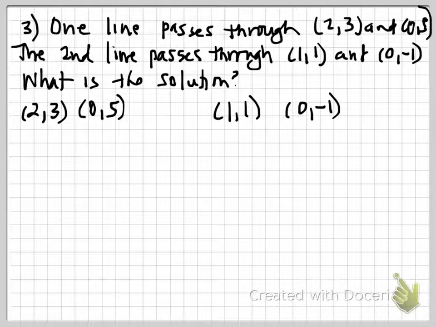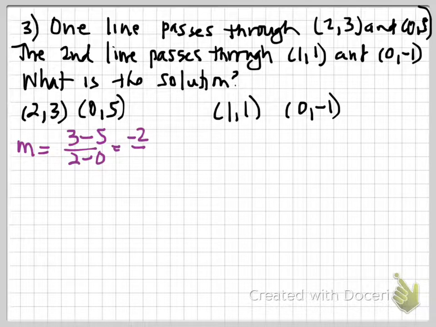How can I go to the next piece? What can I do? Find slope. So let's do that. So the slope of this one is going to be y minus y over x minus x. I get negative 2 over 2, which gives me, what's the slope? Negative 2 divided by 2? Negative 1. Okay, that's that slope.